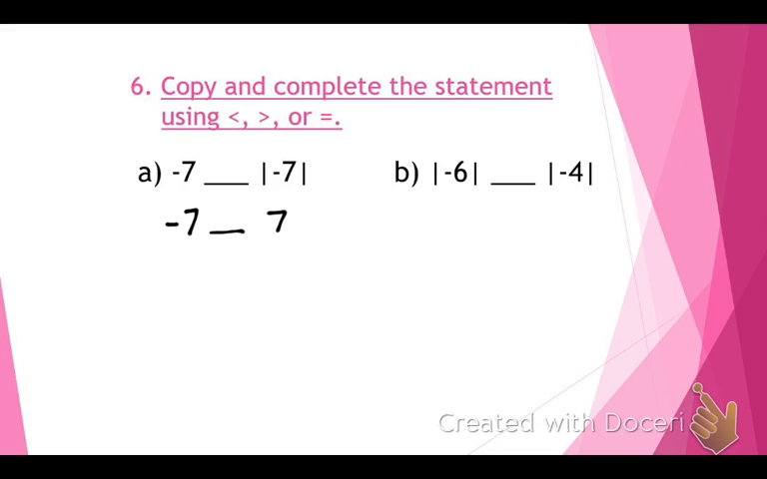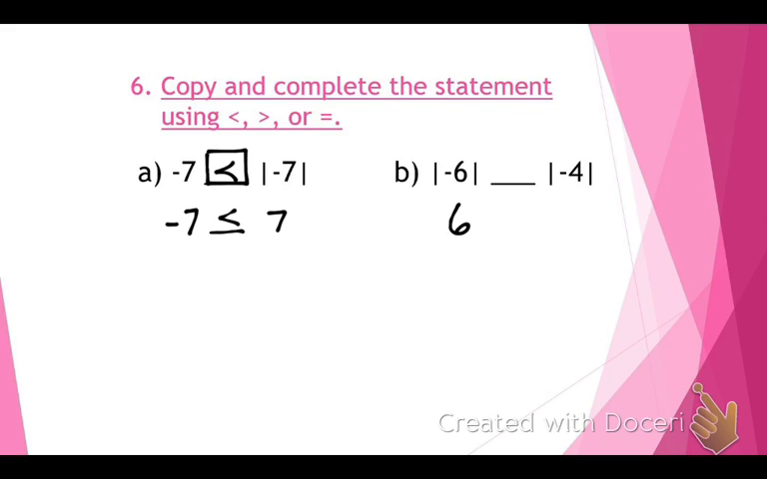Kyla, help me out. Negative 7 and regular 7, what sign should go in there? You are correct. Negative 7 is less than 7, which means negative 7 is less than the absolute value of negative 7. Once again, I want to see this work on a quiz or a test or a homework assignment.